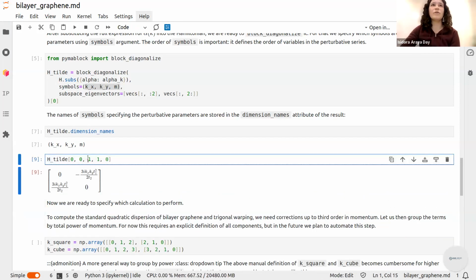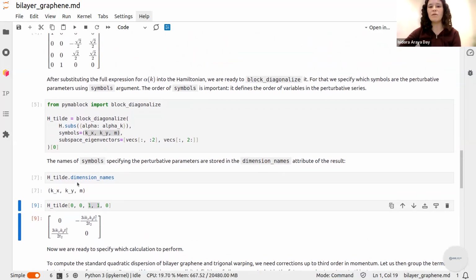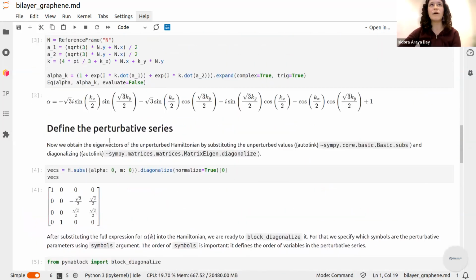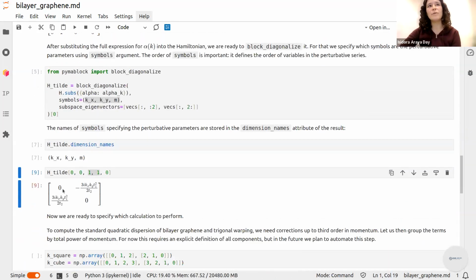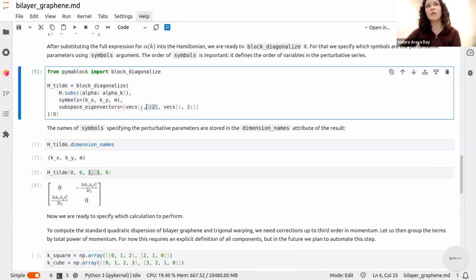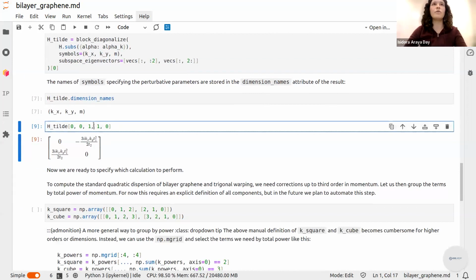Then we can compute, for example, terms proportional to kx and ky, and that's the result that we see here. So already now we can observe how we went from a 4x4 matrix to a 2 by 2 one because our low energy subspace had 2 eigenvectors. So we can do things like this, and we can compute higher order terms as well.